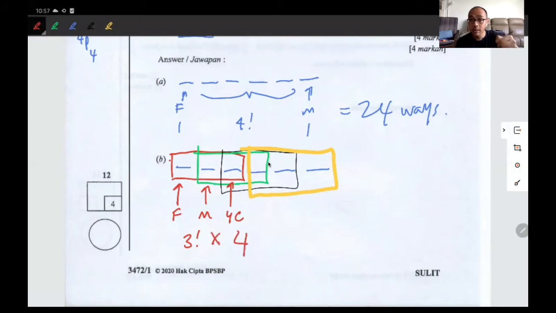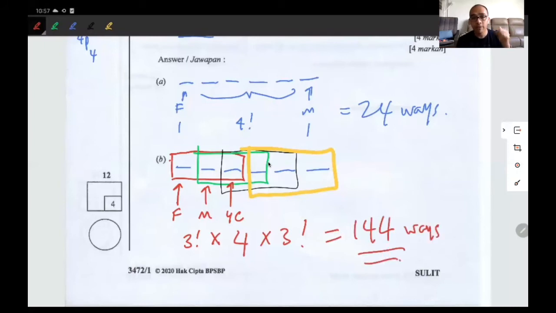And then don't forget that we still have 3 other children, and how they sit, who cares. So it's another 3 factorial. So you get 3 factorial times 4 times 3 factorial. It looks like I'm wrong but it's right. Okay, 1, 4, 4 ways.